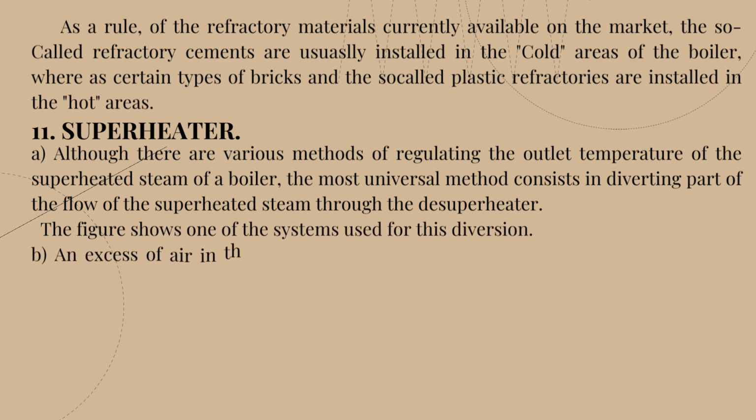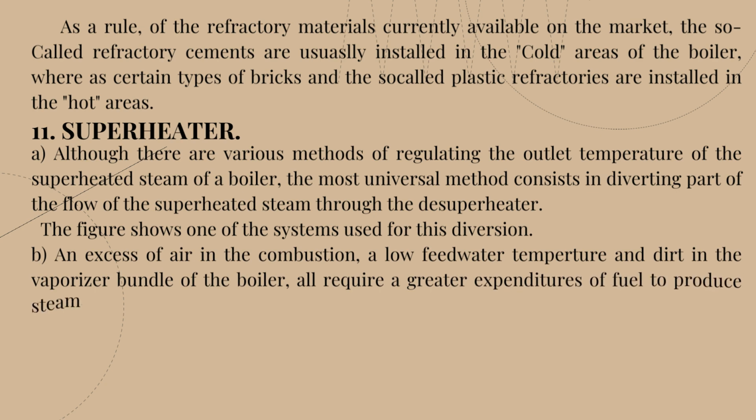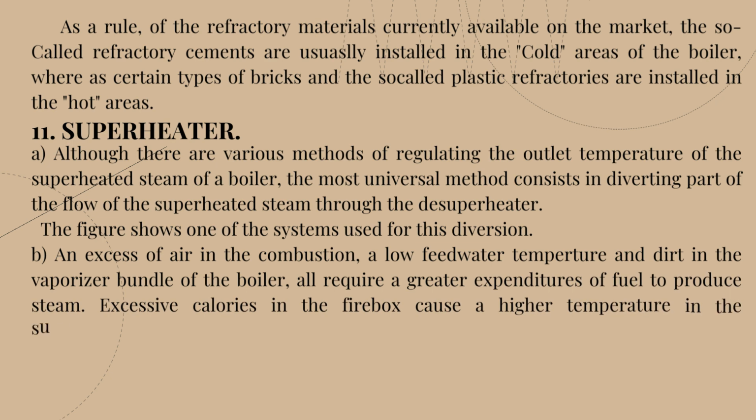11. Superheater. A. Although there are various methods of regulating the outlet temperature of the superheated steam of a boiler, the most universal method consists in diverting part of the flow of the superheated steam through the desuperheater. The figure shows one of the systems used for this diversion.